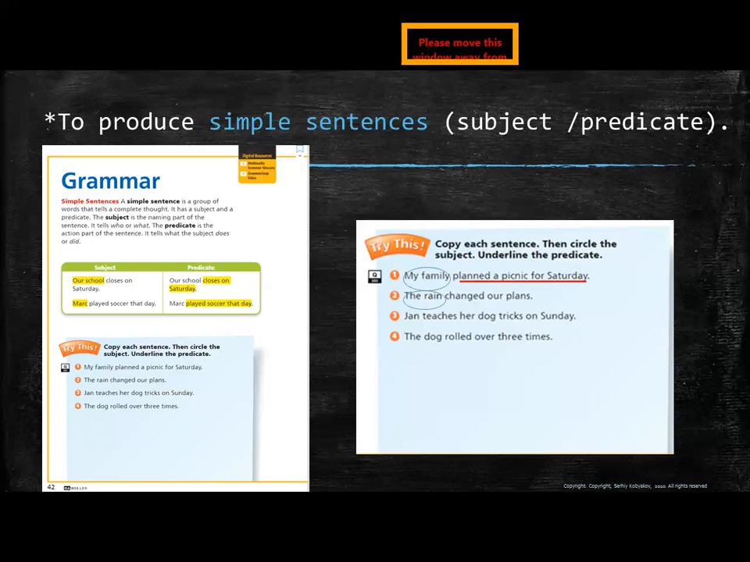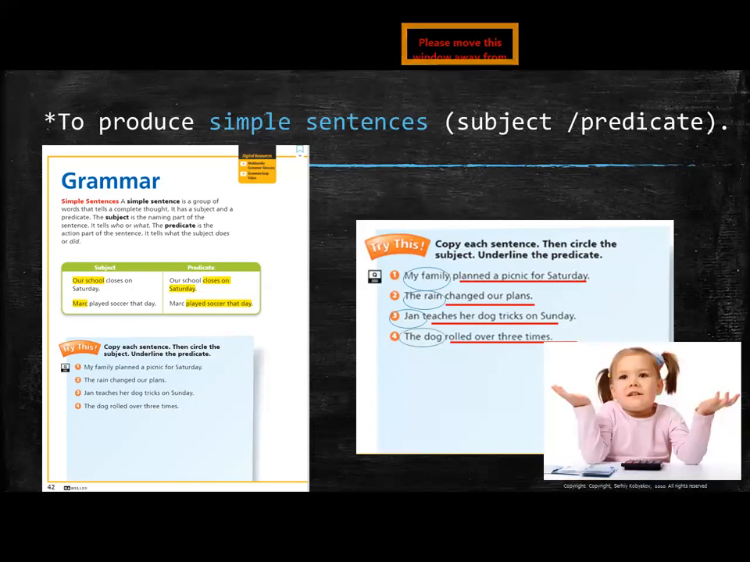So what is the subject? What is the naming part? What is the thing that changed our plans? Changed our plans is your action part. So the rain is the subject and changed our plans is your action part. Now, pause this video and look for the answers for these sentences and see how you do, and I'll share the answers shortly with you. All right, I'm assuming that you've paused the video. Let's check the answers out. I hope you got them right.